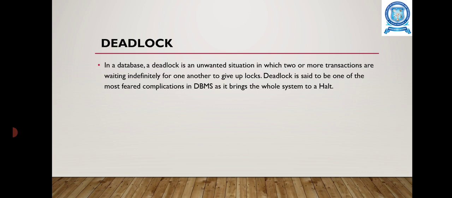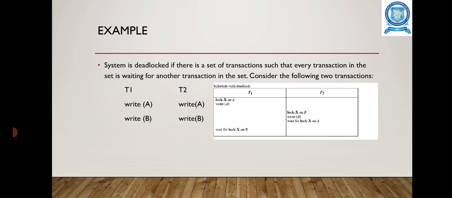Deadlock. In a database, a deadlock is an unwanted situation in which two or more transactions are waiting indefinitely for one another to give up locks. Deadlock is said to be one of the most feared complications in a database as it brings the whole system to a halt. For example, a system is deadlocked if there is a set of transactions such that every transaction in the set is waiting for another transaction in the set.